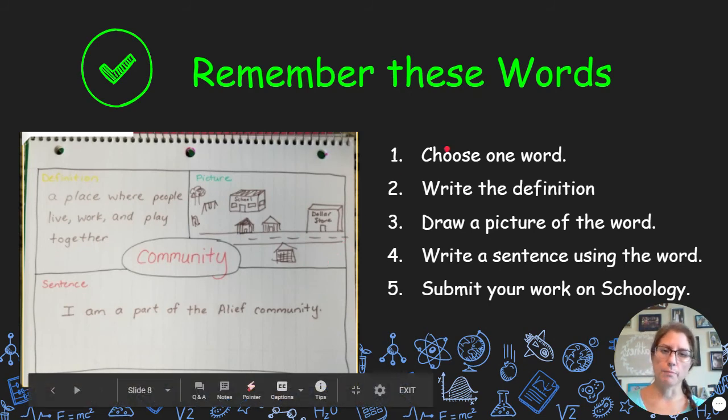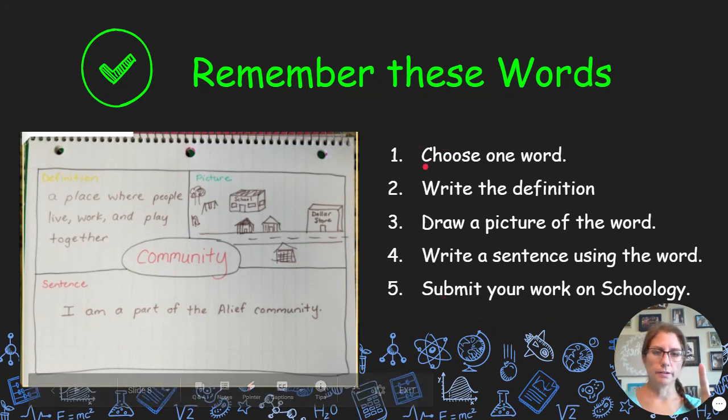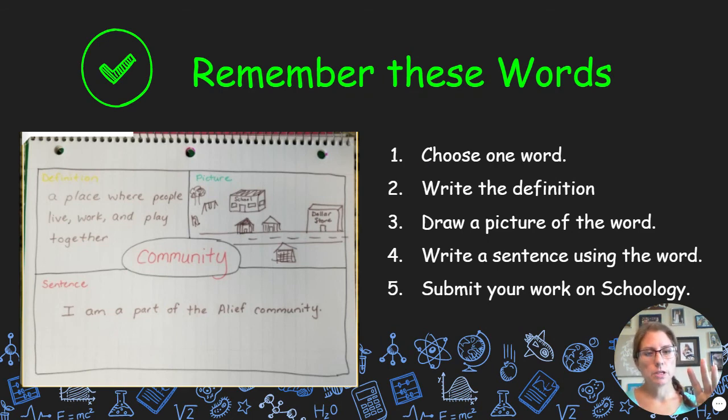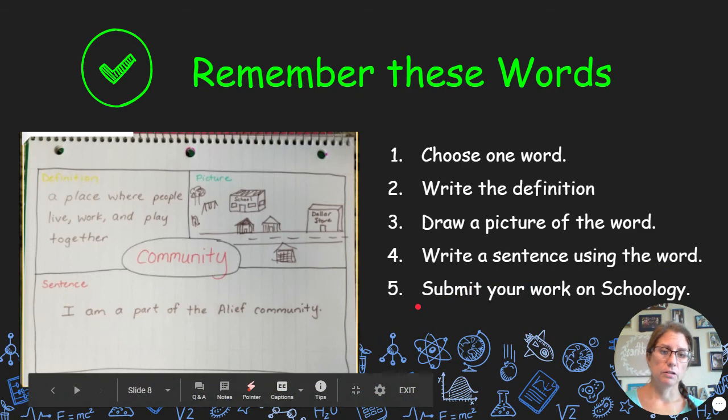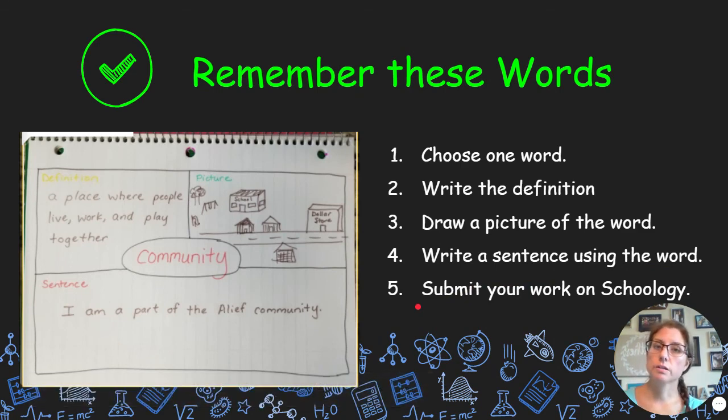Here is your job. It's right here. You're going to choose one word. You're going to write a definition. That's the meaning. You're going to draw a picture of your word. You're going to write a sentence using the word. And then, like you've already been practicing, you're going to submit your work on Schoology.